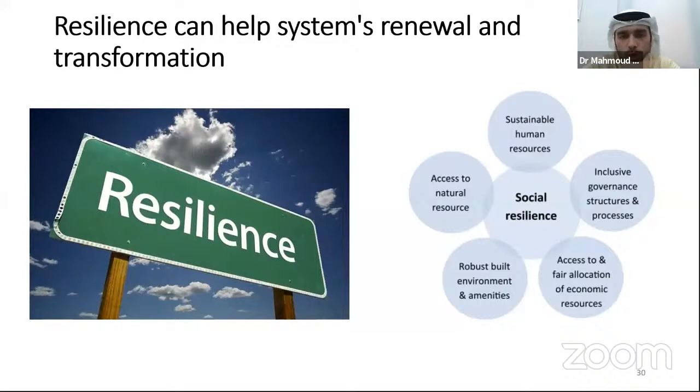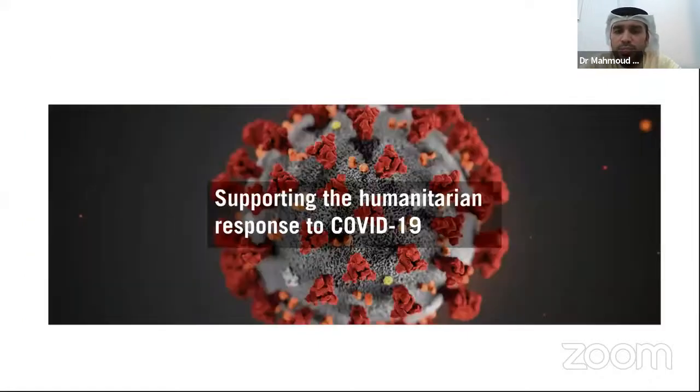Resilience is important also because it helps our system to be renewed, to be transformative. And we've seen this also in COVID-19, how social community solutions can really support and help with building sustainable communities, and how to react and how to reduce risk and make communities more resilient.